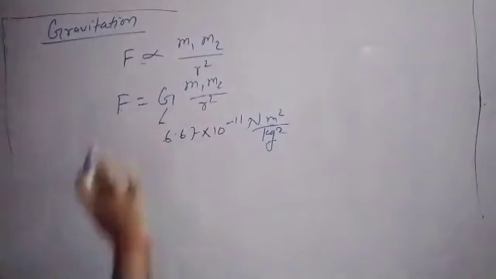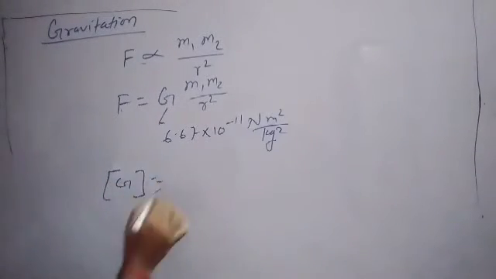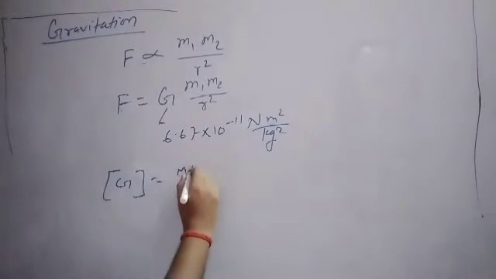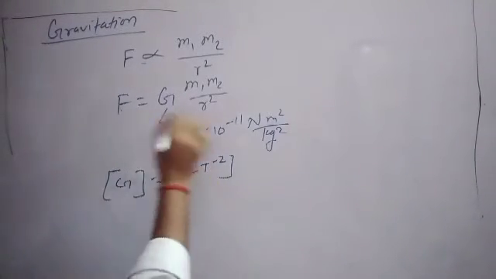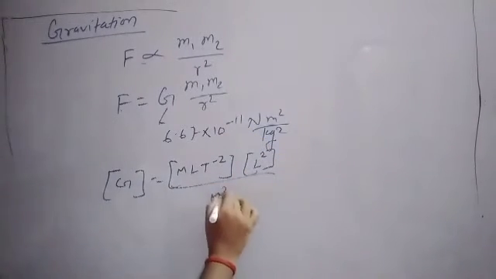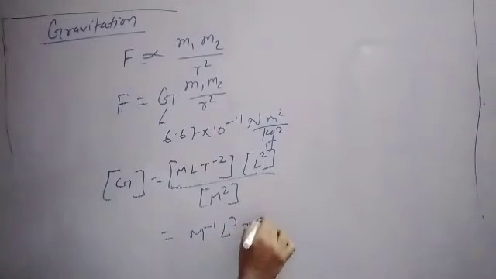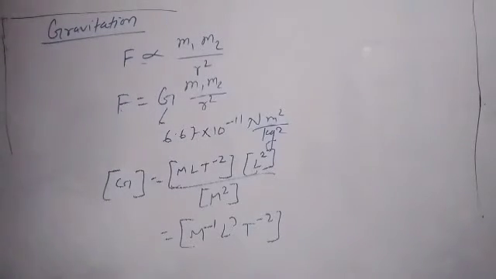And if we try to find the dimension of G, we take the dimension of F, that is M L T to the power minus 2, the dimension of r is L, so L square upon M square. So this will give you the dimension M to the power minus 1 L cube T to the power minus 2. Okay, so this is the dimension of capital G. G is the universal gravitational constant, so its value is constant for any two objects, whether celestial or terrestrial, right? It is valid for both.